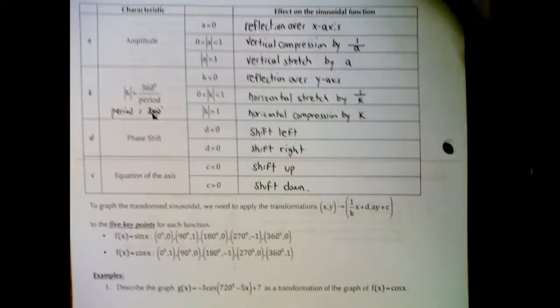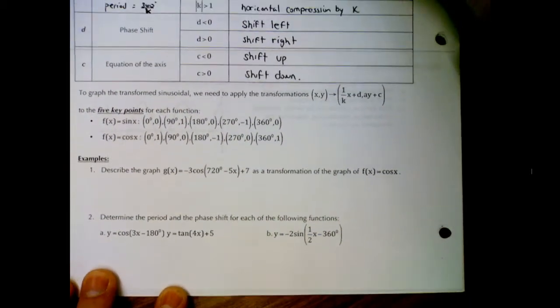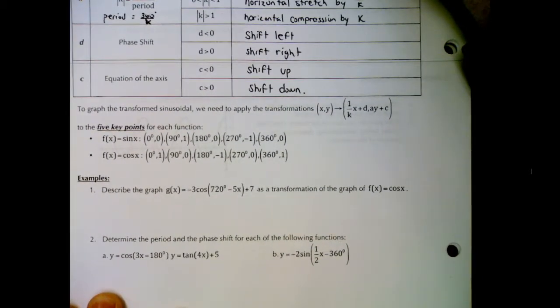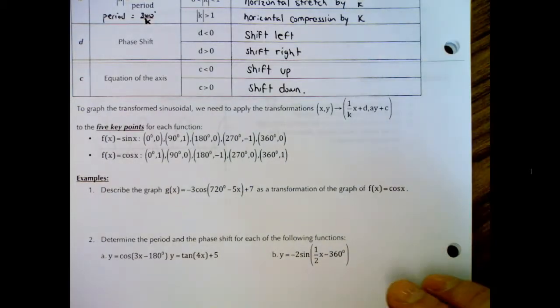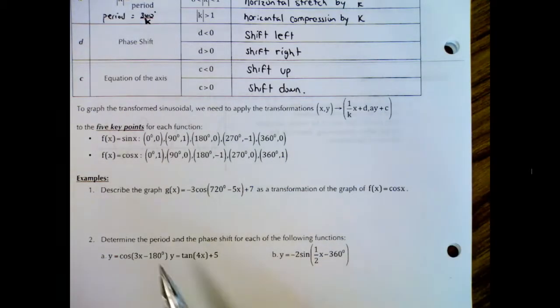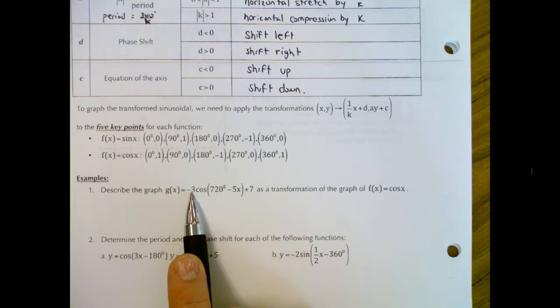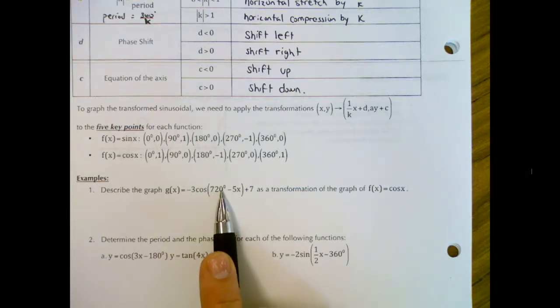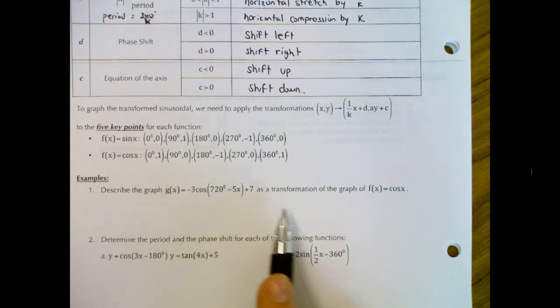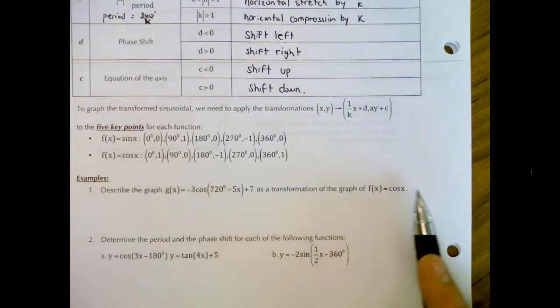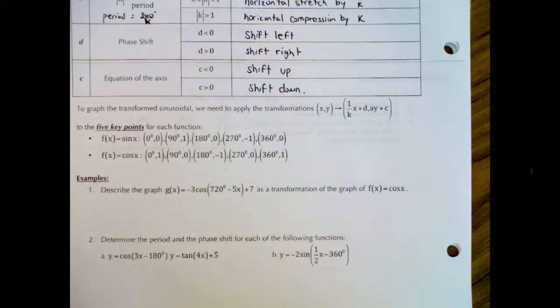But let's kind of review how to pick out those features from an equation and then relate them to the features of the curve. So it says describe the graph g of x. If g of x is -3 cos (720 minus 5x) plus 7, describe the transformations of the parent cos x.